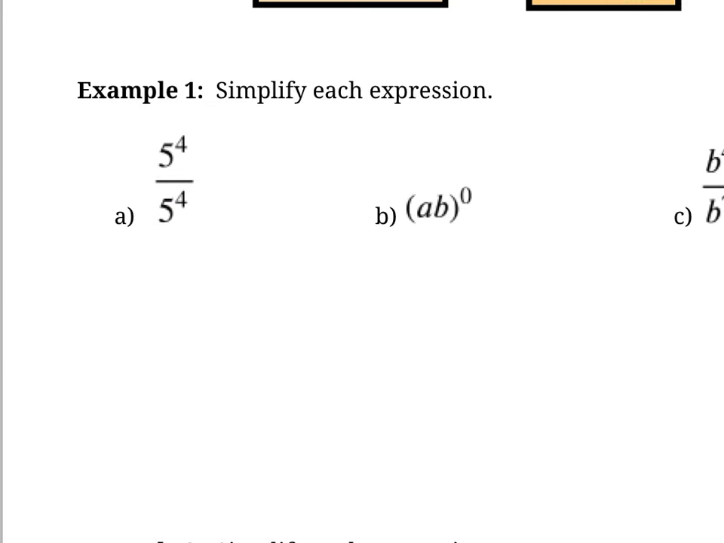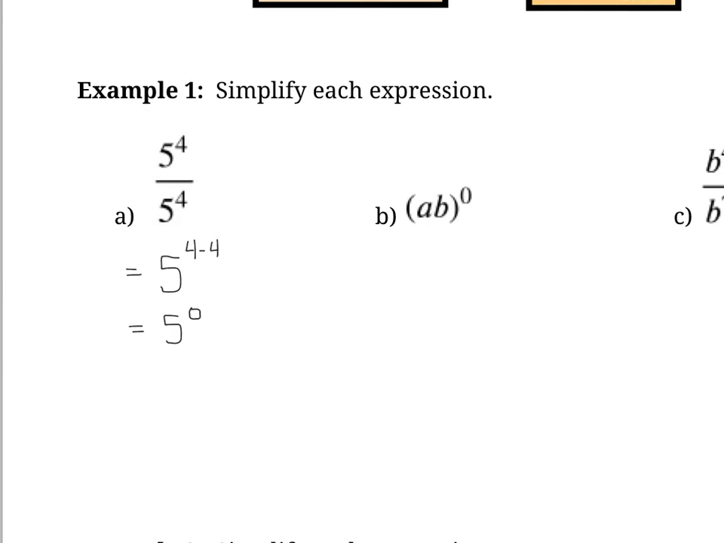So one way we could do this is by subtracting those exponents, because we know the quotient rule. If we have the same base and we have an exponent and an exponent, we can just subtract those exponents. So this should be 5 to the power of 4 minus 4. And what is 4 minus 4? It is 0. So this is just 5 to the power of 0. Well, what is 5 to the power of 0?